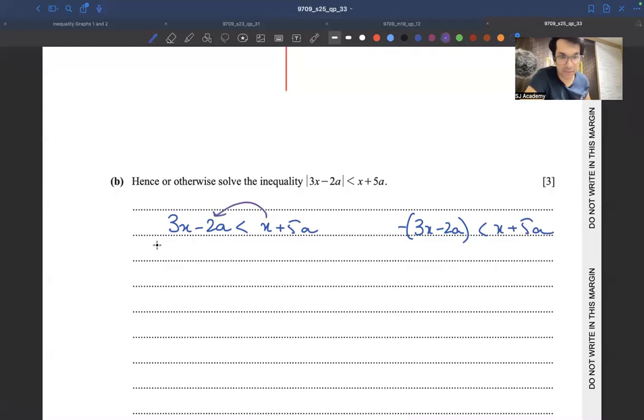So this will become 3x minus x, which will be equal to 2x. And 2a will go on that side. So that will become 5a plus 2a, 7a. So x would be less than 7a upon 2.